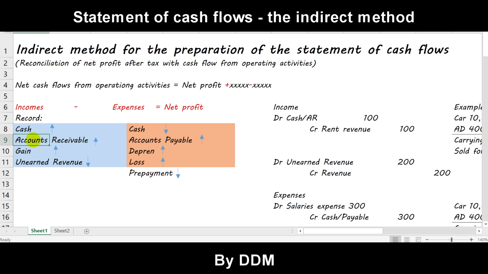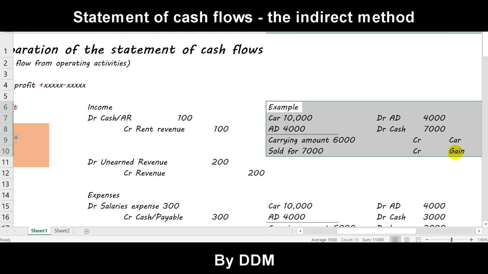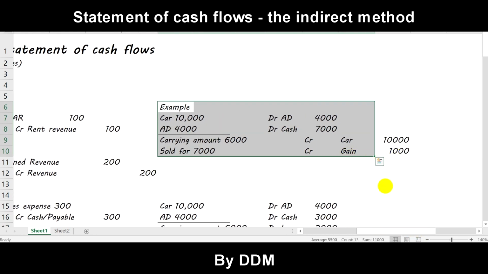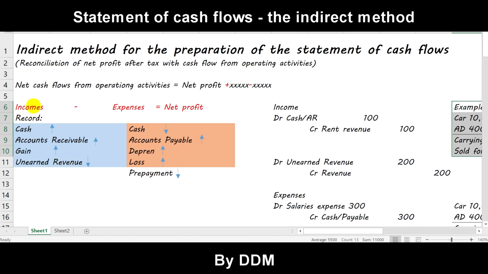Another way to increase income is by making some gains. So, for example, we have a car that cost $10,000 historically. After we use it for 4 years, the accumulated depreciation is $4,000. That makes the carrying amount $6,000. Then we sold it for $7,000. That means we actually made a gain of $1,000. Here is the journal entry. So we made a gain of $1,000 in this case, and gain increases our income.